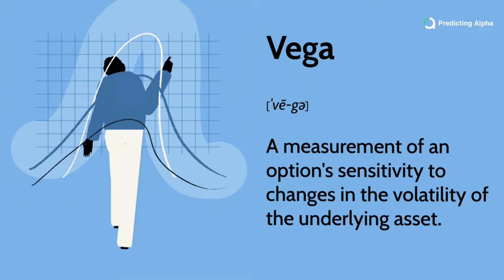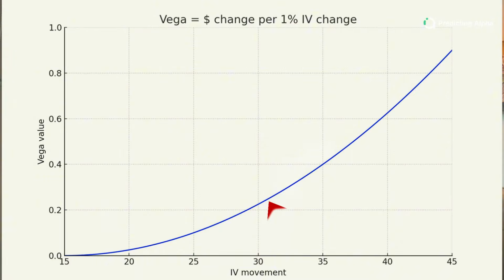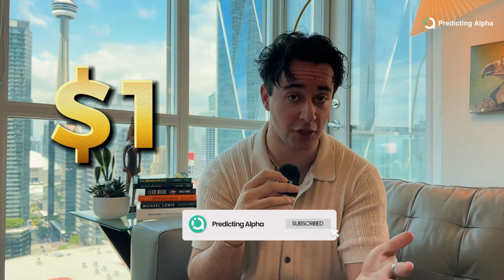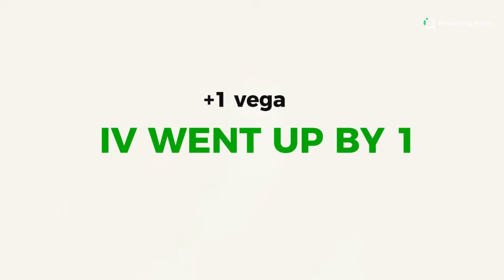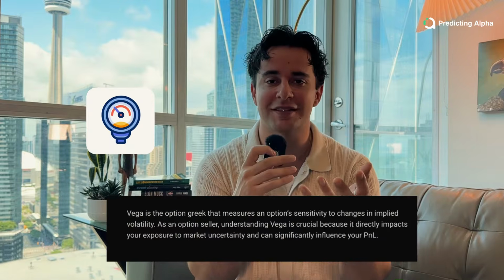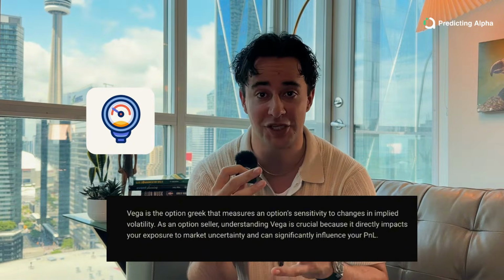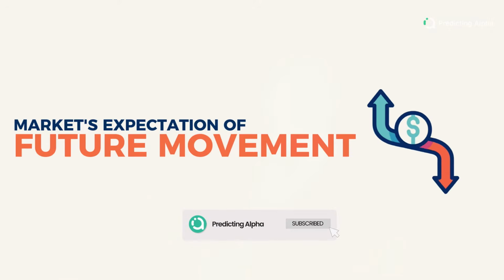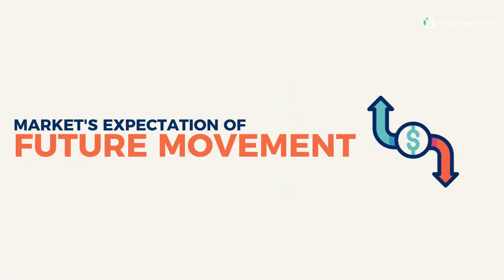Vega just measures how much an option's price changes when implied volatility changes by 1%. So if an option were to have a Vega of 1 and implied volatility went from 30% to 31%, then the value of that option contract would change by $1. We had +1 Vega, implied volatility went up by 1, and that means that our option contract increased in value by $1. That's pretty much it. That's how Vega works. It's literally a sensitivity gauge to tell you how much your option price changes when implied volatility changes.